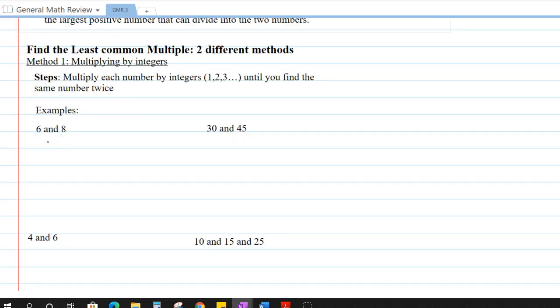I have two different methods. The first method is by multiplying integers. This step is simple. Simply multiply each number by integers 1, 2, 3 until you find the same number twice.